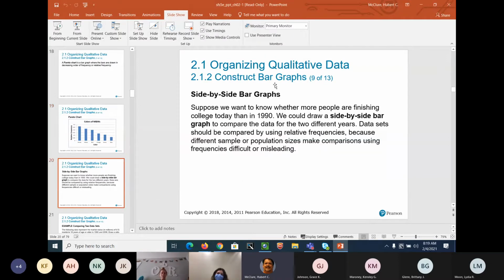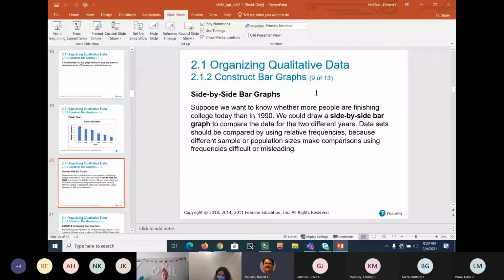Side by side is used when you have two different years, two different places, two different sets of data. So write that down. Side by side, two different sets of data. And you have a vertical side by side and a horizontal side by side.